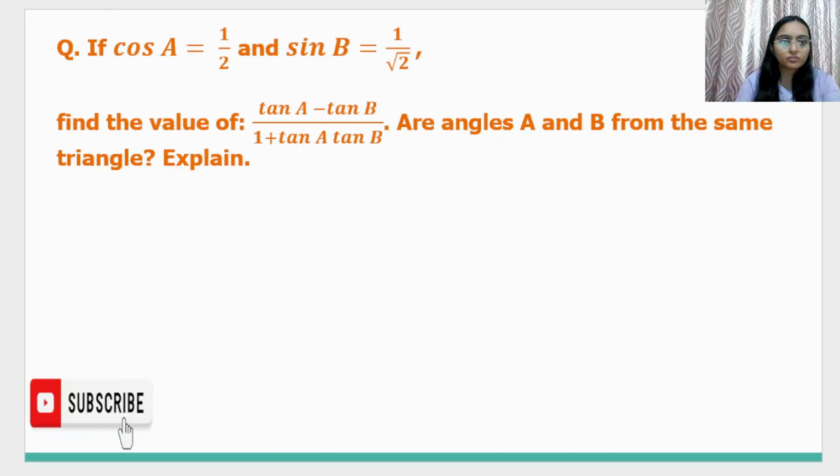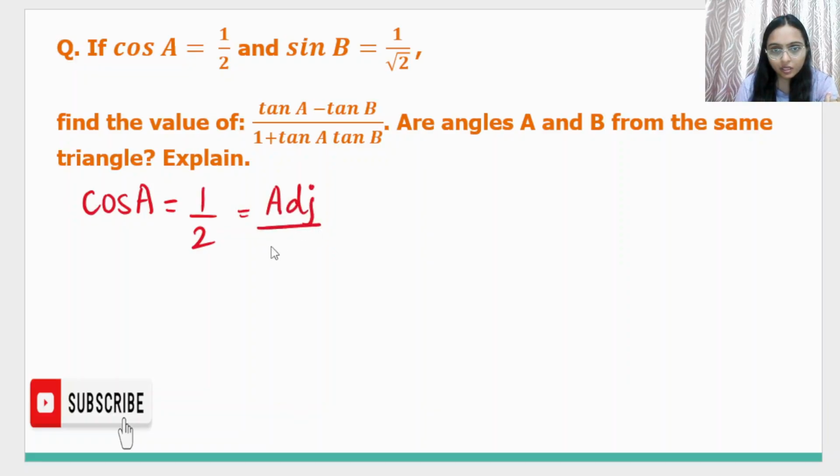Okay, so first of all, let's take cos A equals half. Now we know what is cos A: adjacent upon hypotenuse, and we want to find tan A, right? So tan A is nothing but opposite upon adjacent, so we will have to draw a triangle over here.